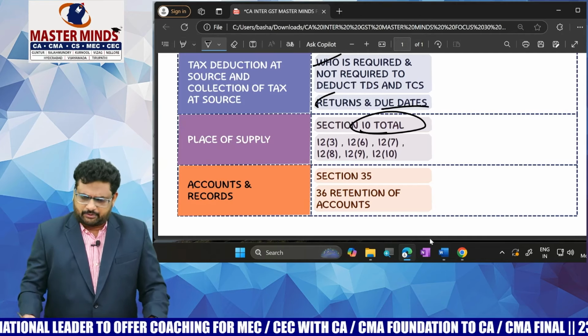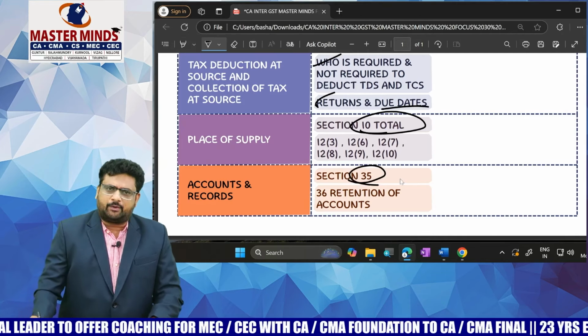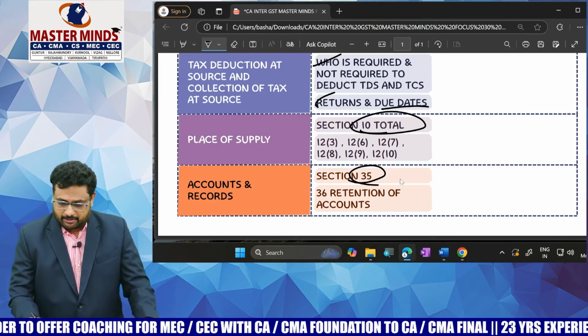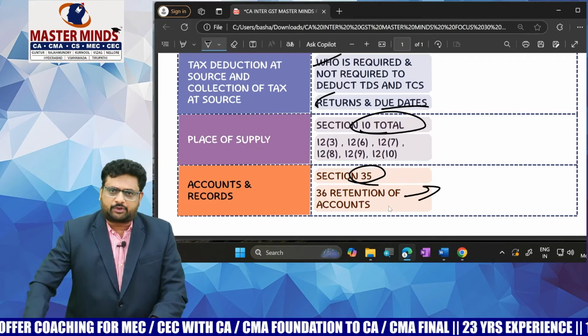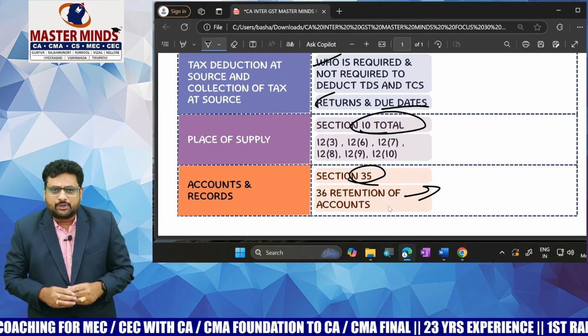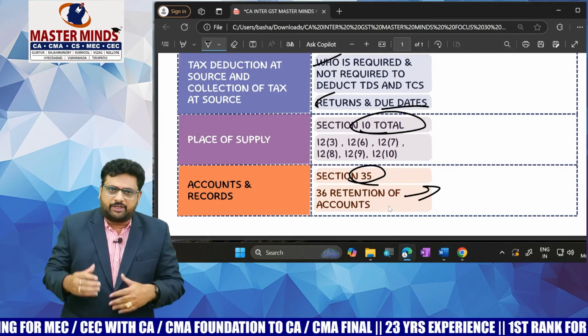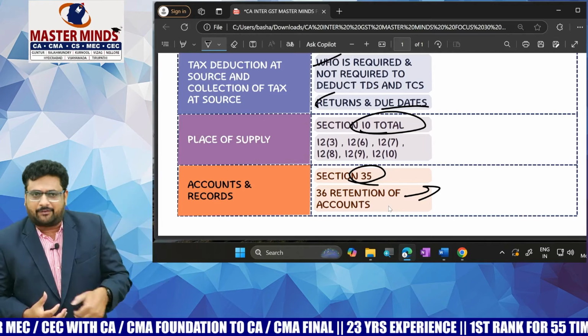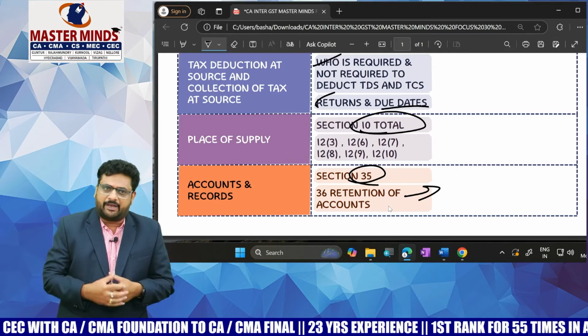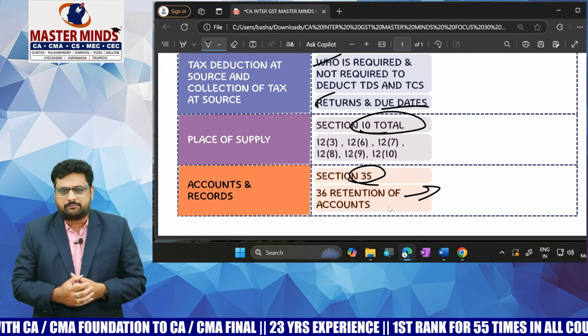And with respect to accounts and records, section 35, what are the records you need to maintain and for how much period the books of accounts are needed to be retained. So these are the important areas you need to read with respect to GST while preparing for the May 2025 attempt. Thank you.